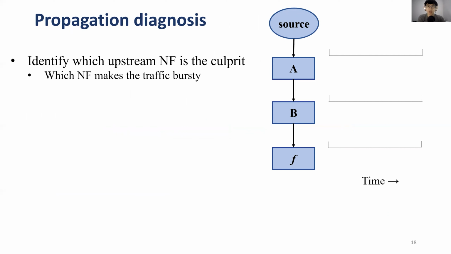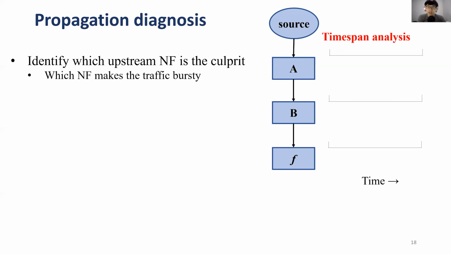In the first step, we know that the upstream network functions are sending traffic bursts to the victim network function. So in this step, the key question is which upstream network function makes the traffic bursty. Microscope uses a method named time span analysis to achieve it. Let's look at these steps.